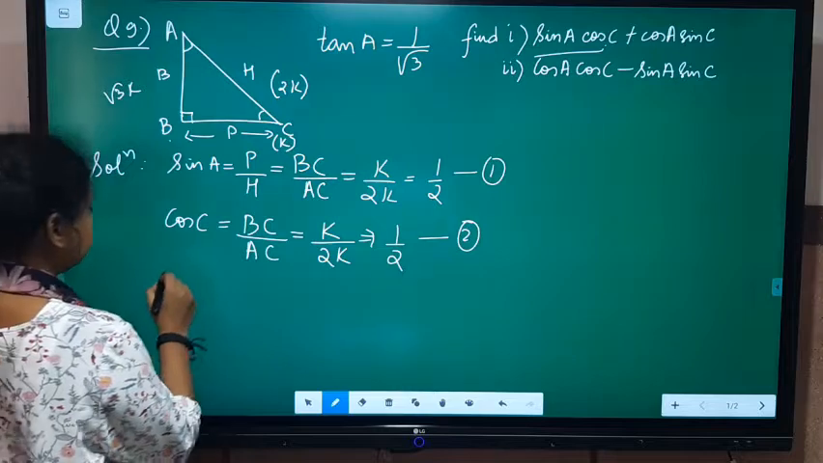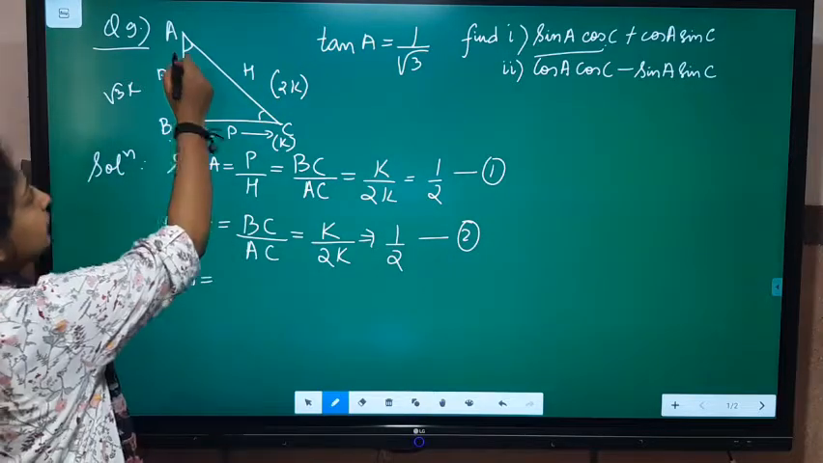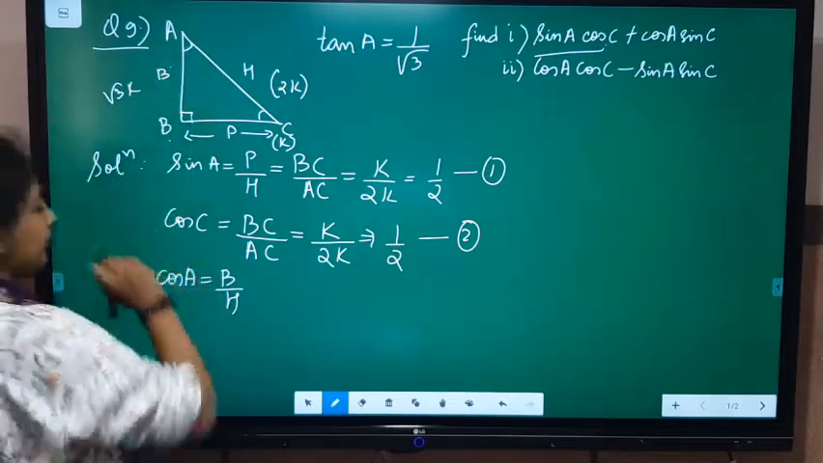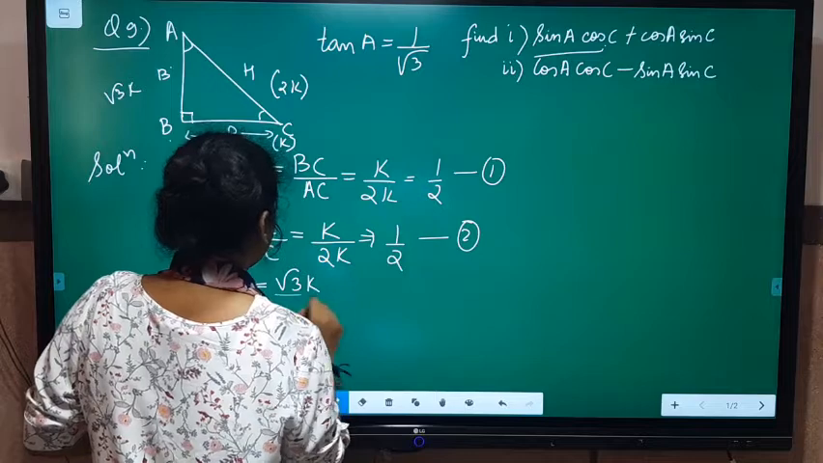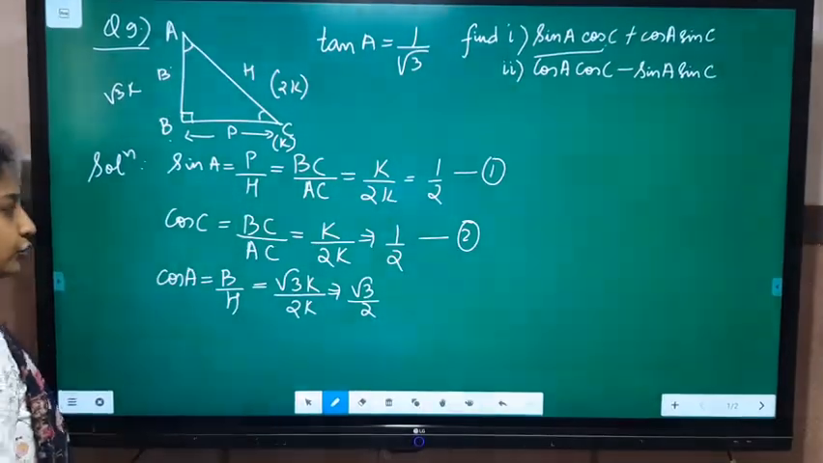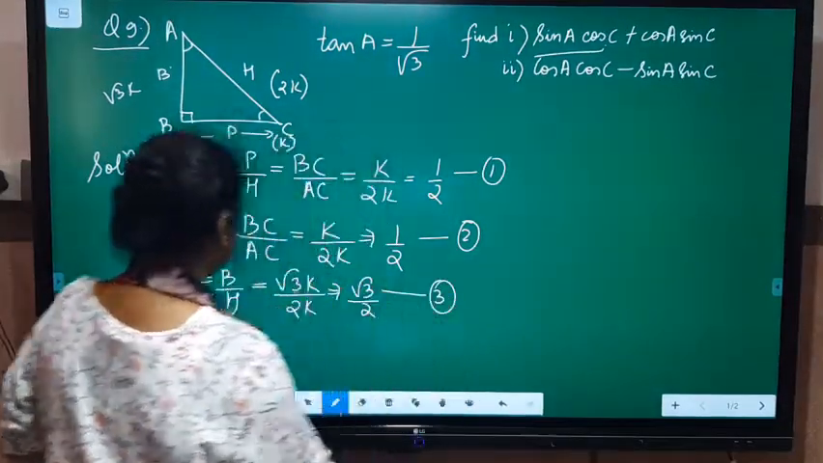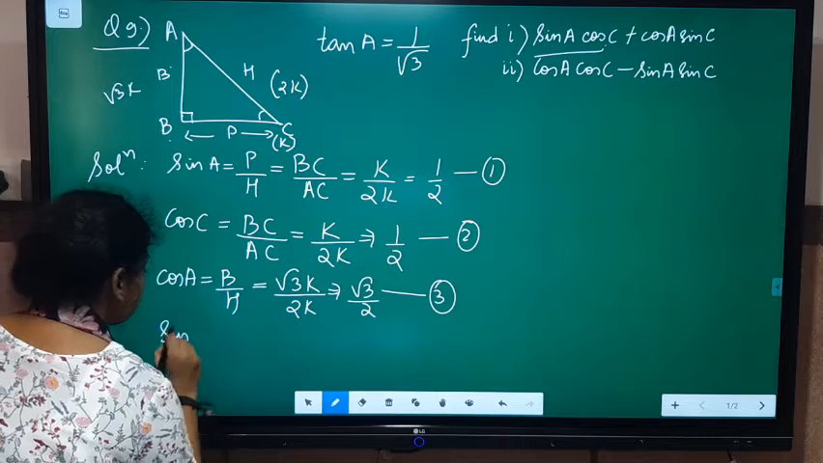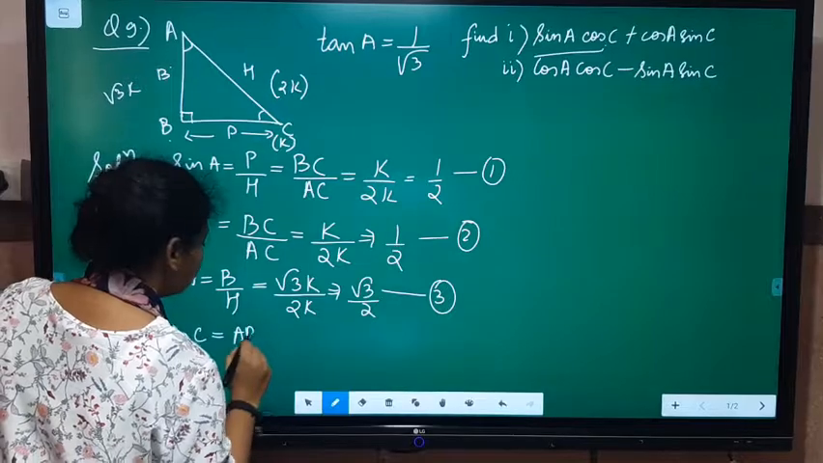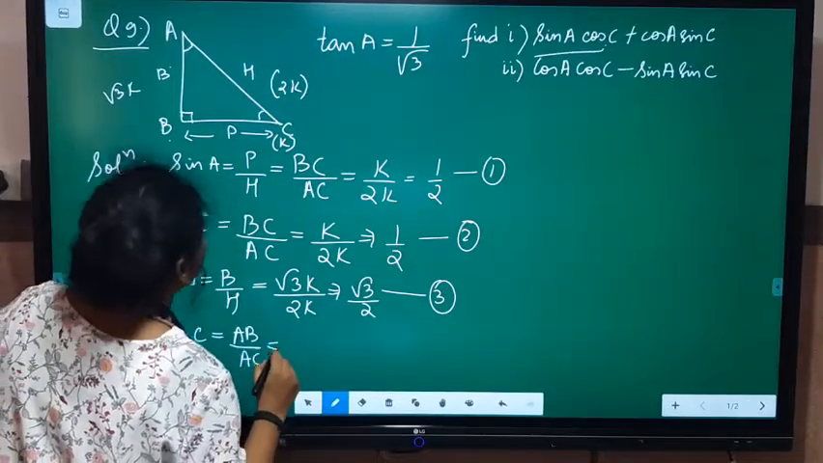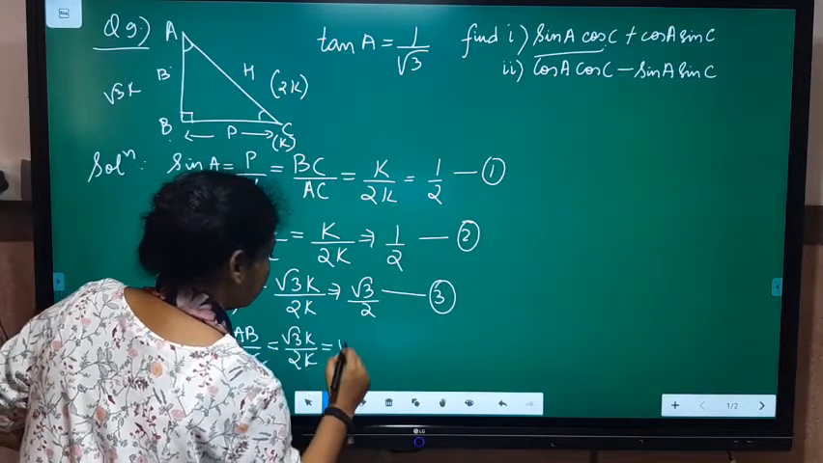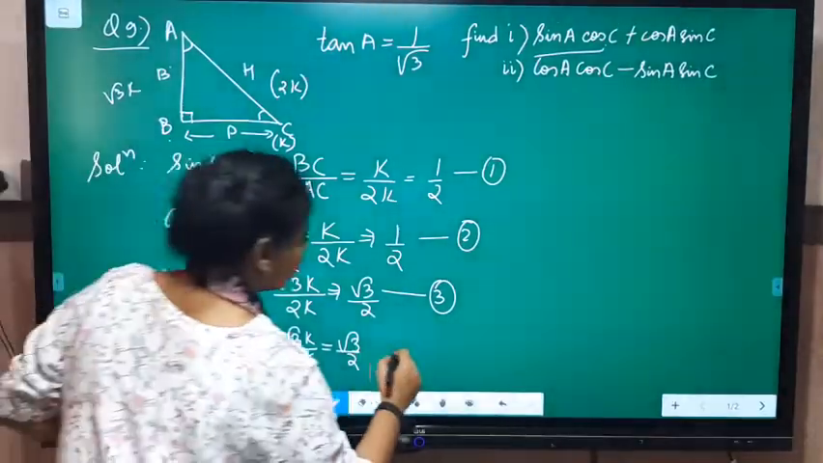Again cos A. Cos A has to be base upon hypotenuse. This is our base for angle A. So this will be under root 3K by 2K. This is the value under root 3 by 2. This is equation number 3. And sin C. Sin C has to be, for this angle, this is my perpendicular. So this has to be AB upon AC. That is again root 3K upon 2K, root 3 by 2. This is equation number 4.